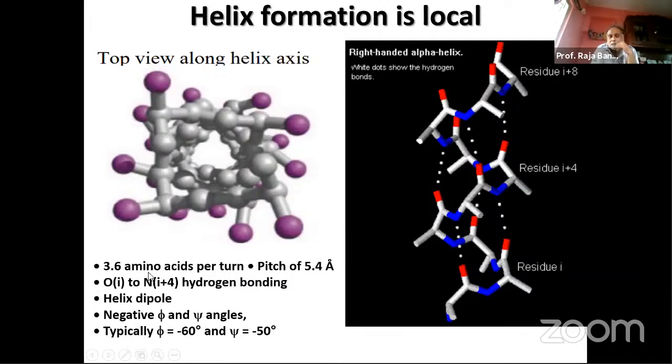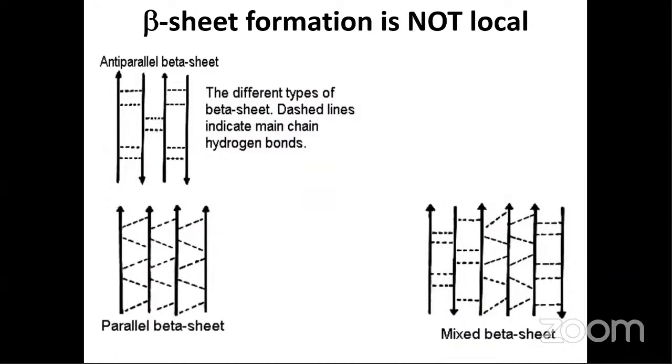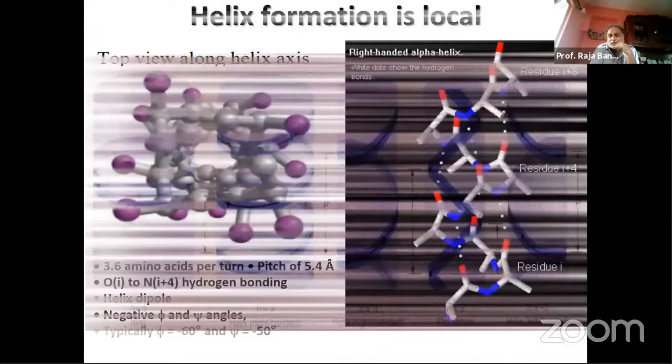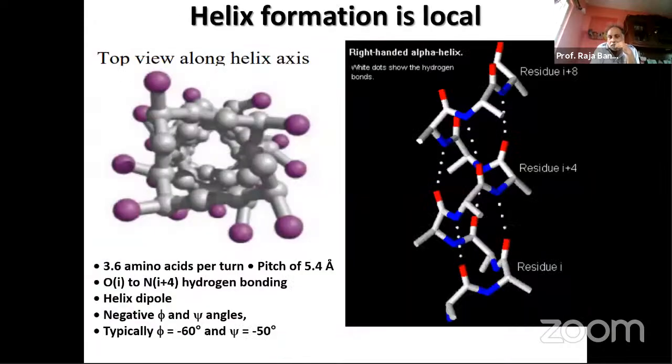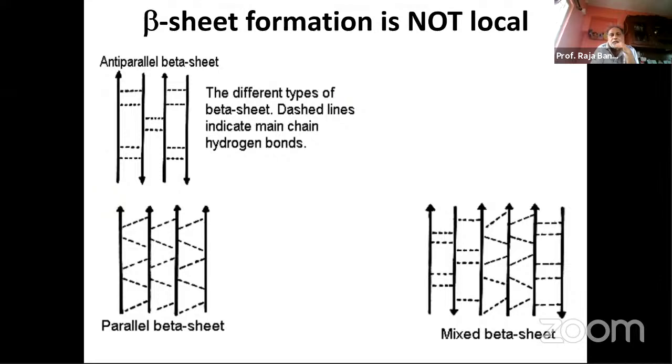Here we find 3.6 amino acids per turn, that is n is 3.6, the pitch is 5.4 angstrom, and there is a hydrogen bond between the carbonyl i and the nitrogen i plus 4. So there is a helix dipole, and typically phi and psi are minus 60, minus 50. Now, in this particular case, we have already shown that helix formation is local. I am coming to that, whereas in case of the beta sheet, it is a non-local formation.